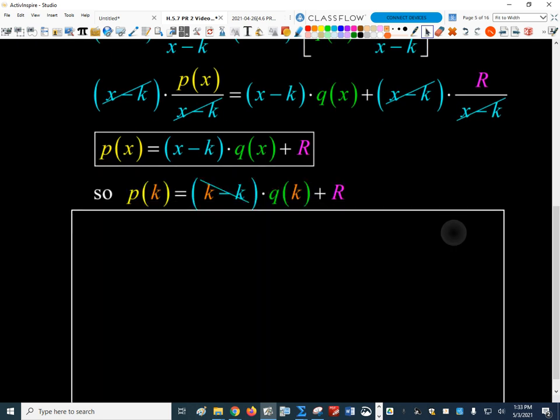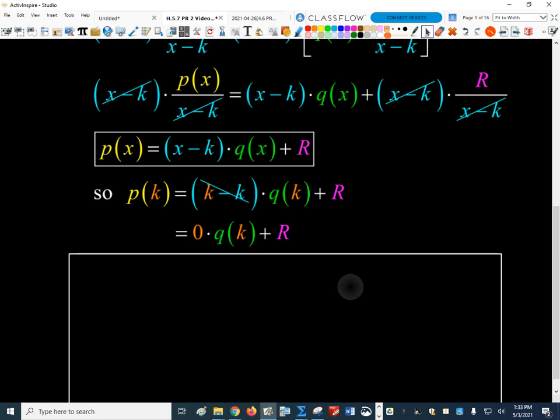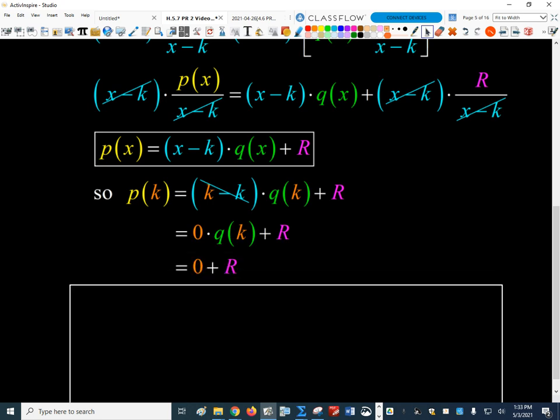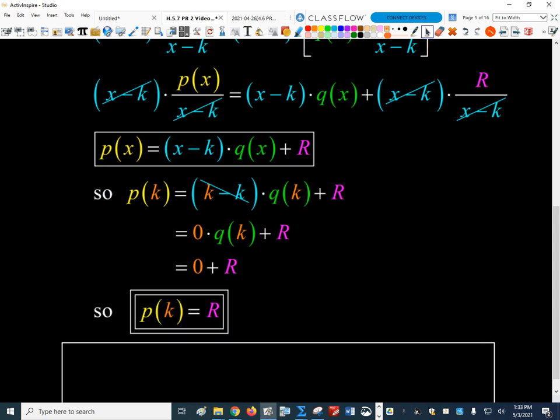All right, so now the next thing is, let's evaluate this at k, because k is the zero of the denominator. If I substitute all my x's with k's, I'm going to get k minus k times q of k plus r. We don't know what q of k is, because we don't know what q of x is, but we sure know what k minus k is. That's 0. So 0 times q of k is 0, and so we just proved it. Pretty cool. We just proved that p of k is always equal to r.